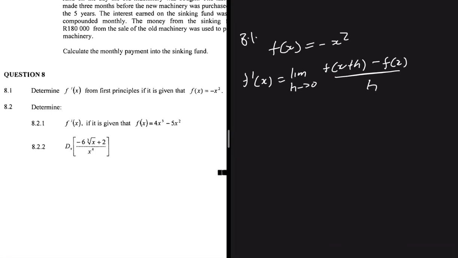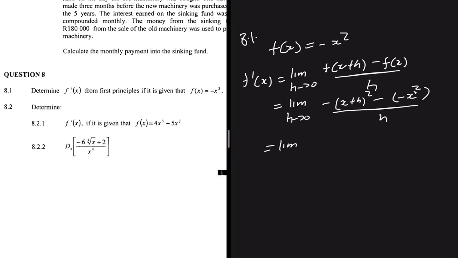So now we have our function, we have our formula. We can just go ahead and substitute the function into the formula. So we are going to have the limit as h tends to zero of, everywhere where there is x, we put x plus h, because that's what the formula is saying. So we're going to have minus, in place of x we put x plus h, and then squared, minus the function itself, that will be minus x squared, right?